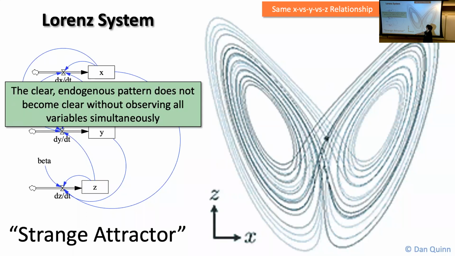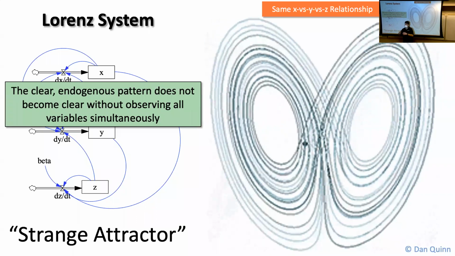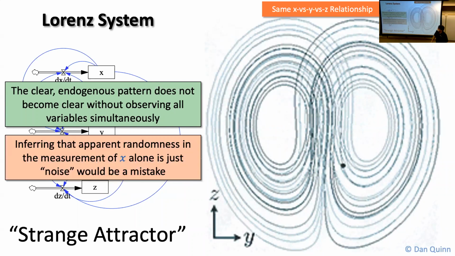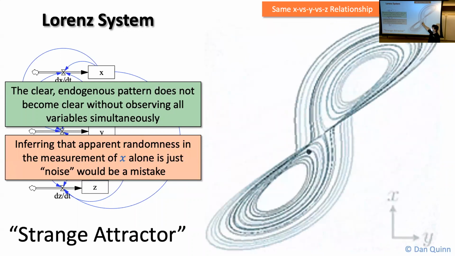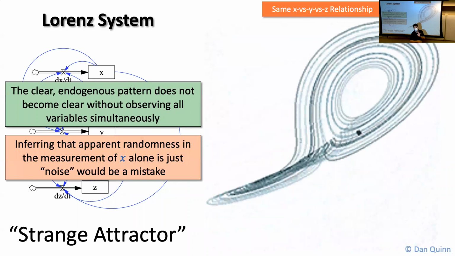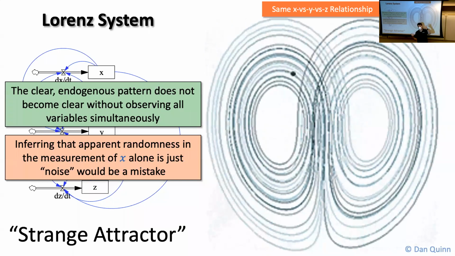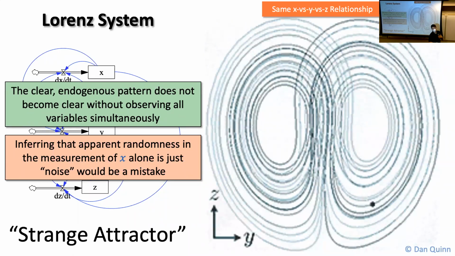So this endogenous pattern only becomes clear when you observe the variables simultaneously. If you observe them one at a time, they look random, whatever random means. So if you look at a behavior over time and it has apparent randomness, you really need to look at how variables relate to each other. Because if there's endogenous structure and you plot these variable relationships, you're going to see that whenever x is large, y is small. Whenever x is small, y is large. So by plotting the x's and y's together, apparent randomness in x turns into actually a relationship between x and y. And that's what we're showing here.